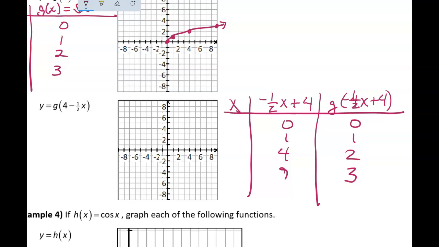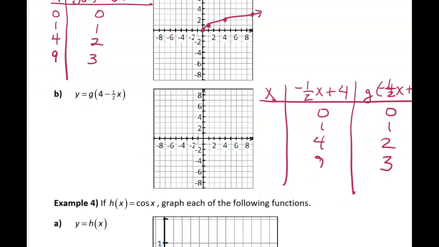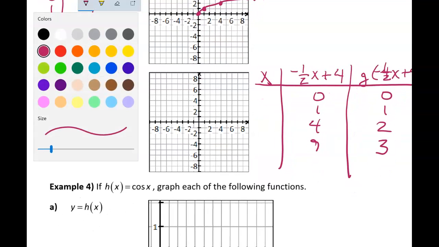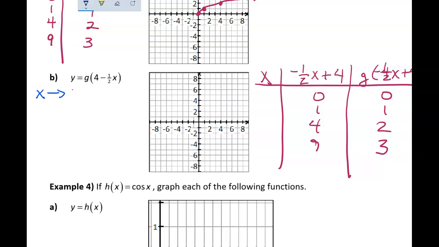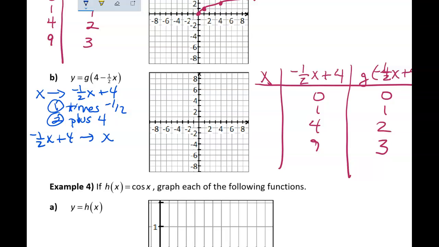And now let's think about those operations that happen when we go from x to negative 1/2 x plus 4 and then in reverse. So if I go from x to negative 1/2 x plus 4, number 1, I multiplied times negative 1/2, and then second, add plus 4. So if I'm going from negative 1/2 x plus 4 back to x, I'm going to undo those operations in the reverse order. So we're going to start with minus 4, and then we're going to undo the times negative 1/2, which is times negative 2. All right, so let's start with 0.